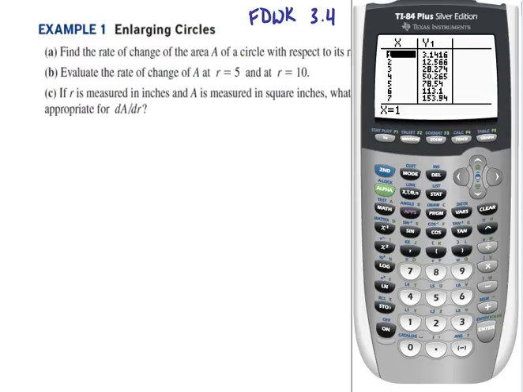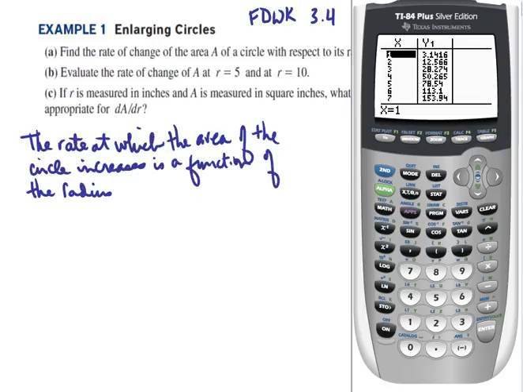So the rate at which the area is increasing as the radius increases is a function of where the radius is. I hope that's clear. I'll say that again. The rate at which the area of the circle increases is a function of the radius. Obviously, the area of the circle is a function of the radius, but the rate at which the area is increasing as the radius goes up by 1 is also a function of what the radius value is when we're checking the increase in the radius.